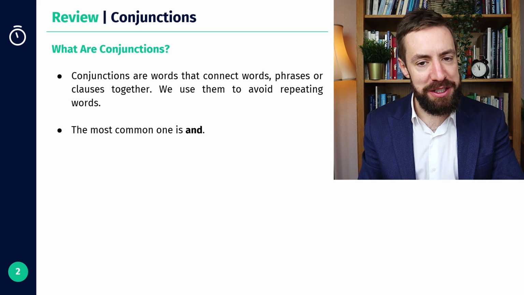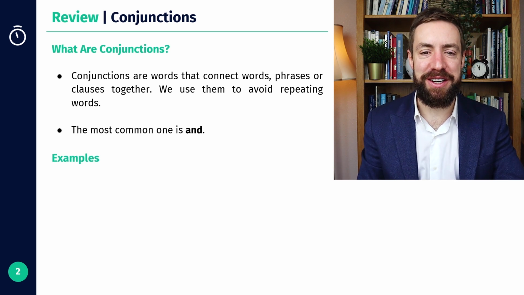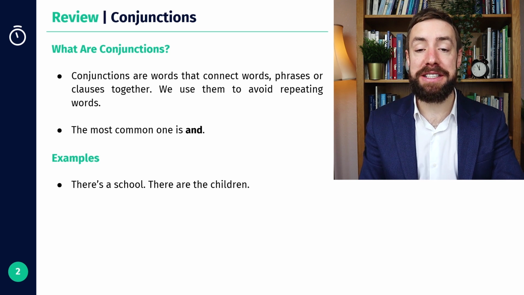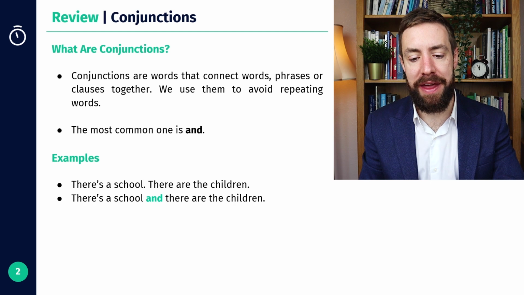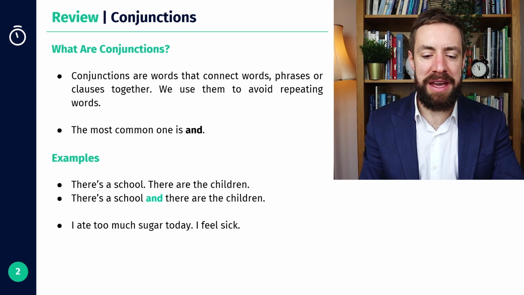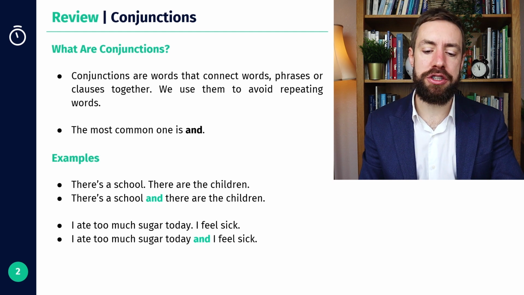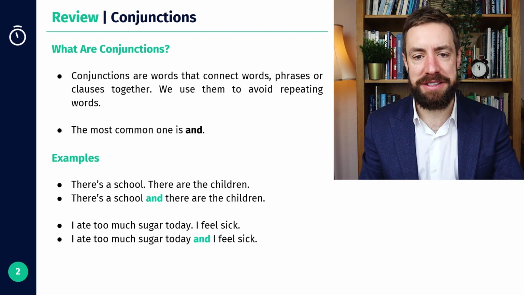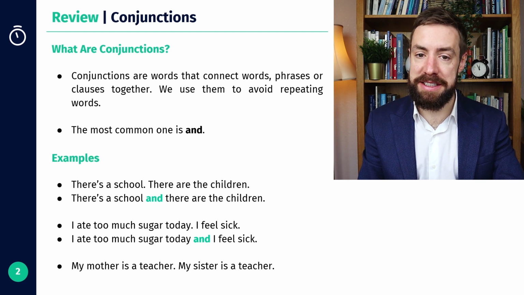The most common conjunction is "and." We know that one, right? Of course. So some examples, very simply. There's a school, there are the children. There's a school, and there are the children. Very easy. I ate too much sugar today, I feel sick. I ate too much sugar today, and I feel sick.